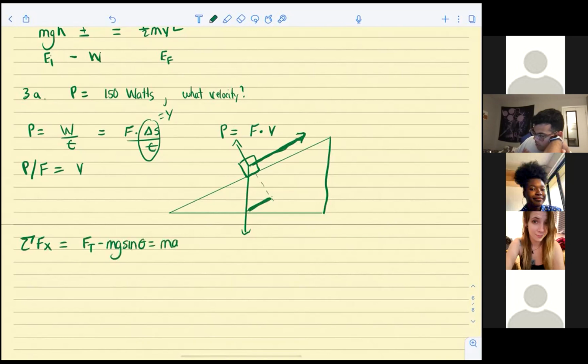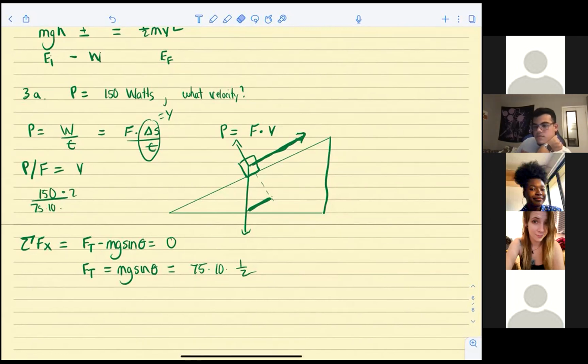equals max. But we know she's moving with a constant velocity, right? So this is actually just 0. So the force of traction, aka the force that's propelling her upwards, is just mg sine of theta. And well, that's just 70 times 10 times 1/2. So 150 over 75 times 10 times a 2 here. That's the velocity that she's moving with. That's how you do it.